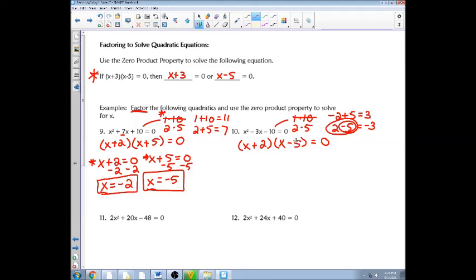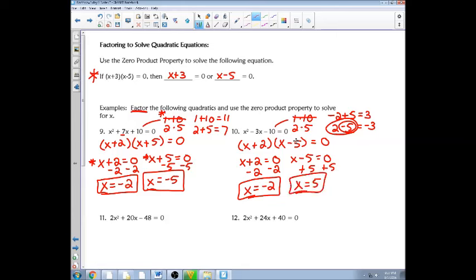Okay? Again, from here I can use the zero product property. So it would be x plus 2 is equal to 0, and x minus 5 is equal to 0. Now they're basically two separate problems. Subtract 2. X would equal negative 2. Here I'm going to add 5 to both sides, so x would equal positive 5.